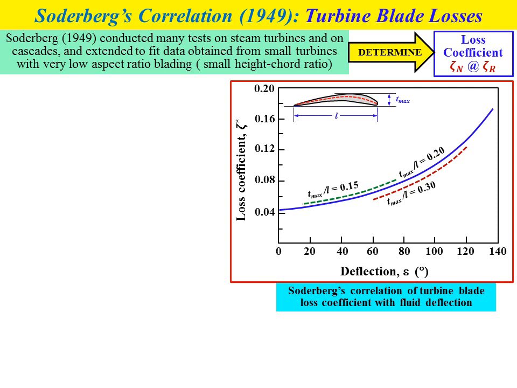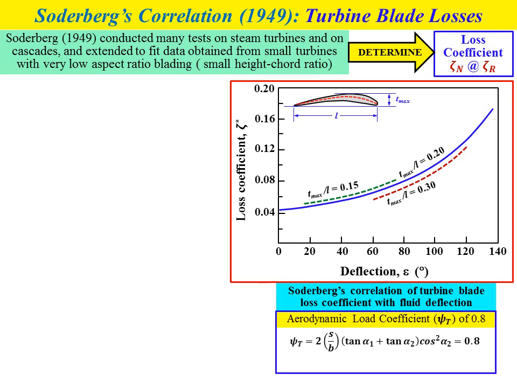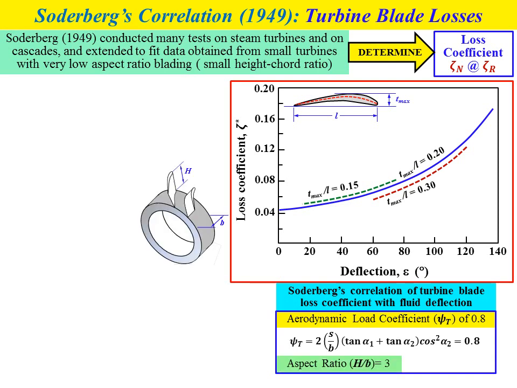The schematic diagram on the graph shows the blade profile, where we use the figures to show the parameters T max and also L. Okay, so L stands for the chord length, and T max is actually the thickness of the blade profile. The graph's specific result is for an aerodynamic load coefficient value equal to 0.8, the aspect ratio H over B as shown in the figures equal to 3, and the Reynolds number equal to 10,000.